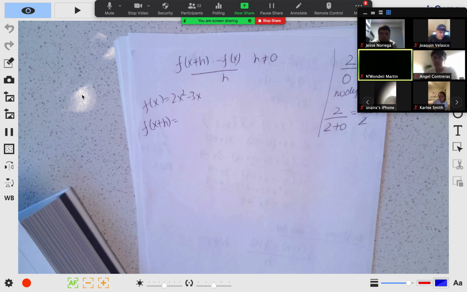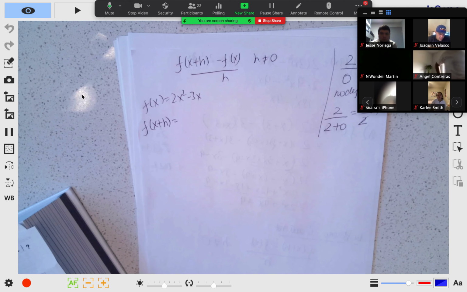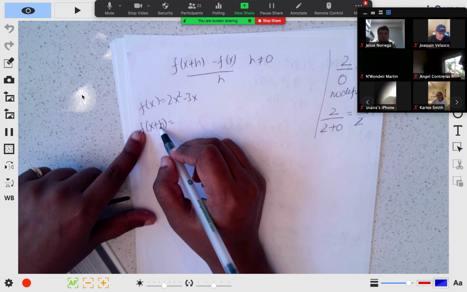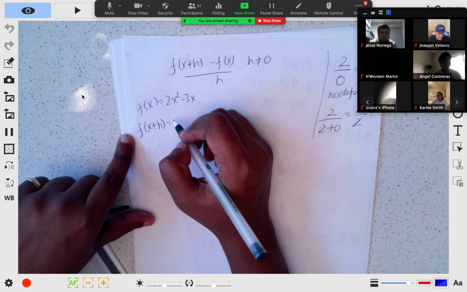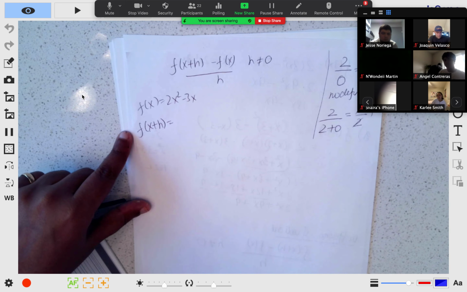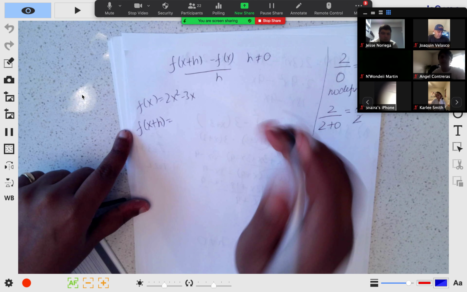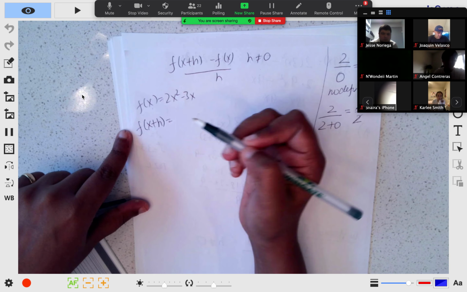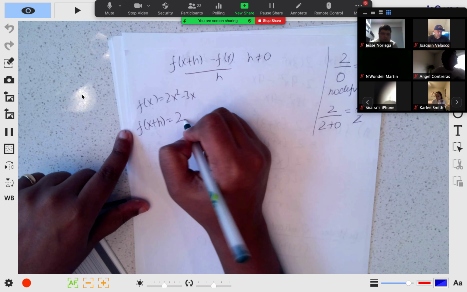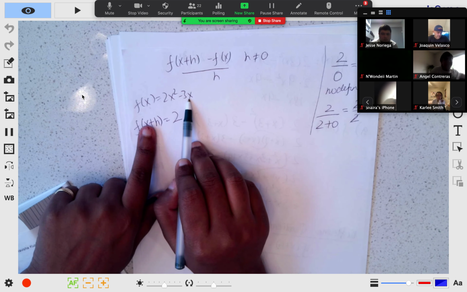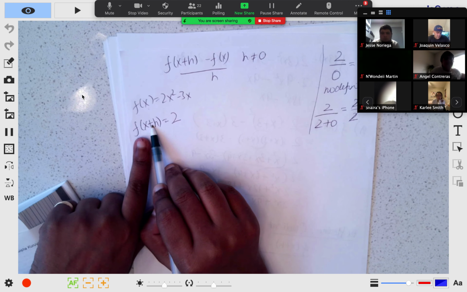Alejandro, can you help me find f of x plus h? I am unsure where h comes from. h is just a variable. Don't worry, h is just a variable. f of x is given. I need to find f of x plus h. So would it just be 2x squared minus 3x? f(x) is 2x squared minus 3x, right? I need to find this thing. How do I do it?